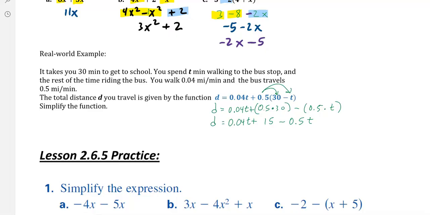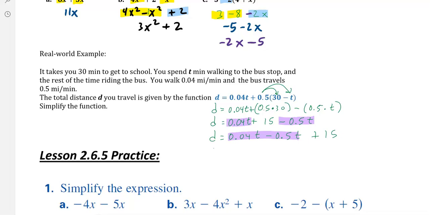Now we have some like terms. Now that we're done distributing, we have like terms that we can combine. So we've got 0.04t, which is positive, and negative 0.5t. So we're going to combine those. We're going to just put them together. So 0.04t minus 0.5t plus the 15. So all we do is combine the two things that were highlighted in purple there.